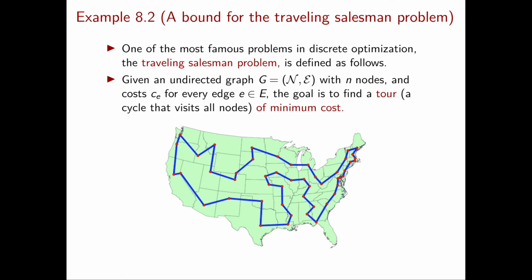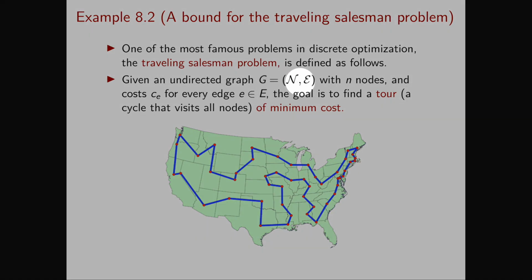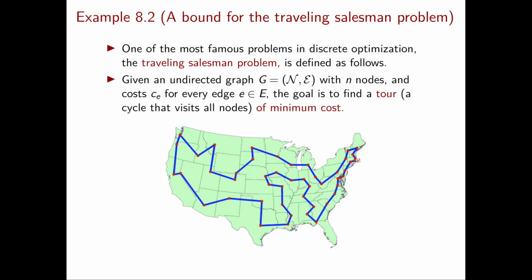We look at the traveling salesman problem. This is one of the most famous problems in combinatorial optimization. In this problem, we have in input a non-directed graph G equal to (N, E) with n nodes. We are also given edge costs c_e. The goal is to find a tour of minimum cost, and the tour is defined as a cycle that visits all nodes. In the picture, we have an example of an optimal tour passing through the 48 continental state capitals. In this example, the edge costs are given by the distance among two capitals.